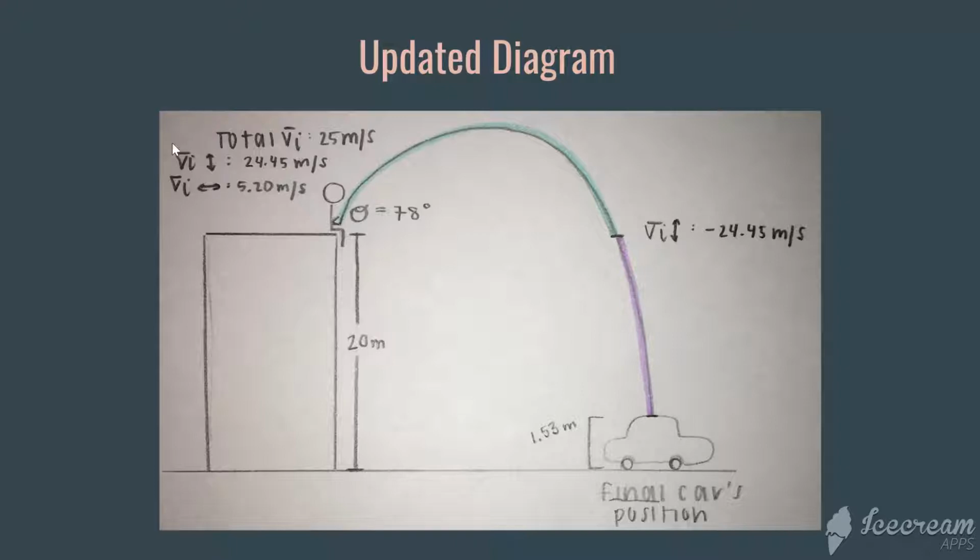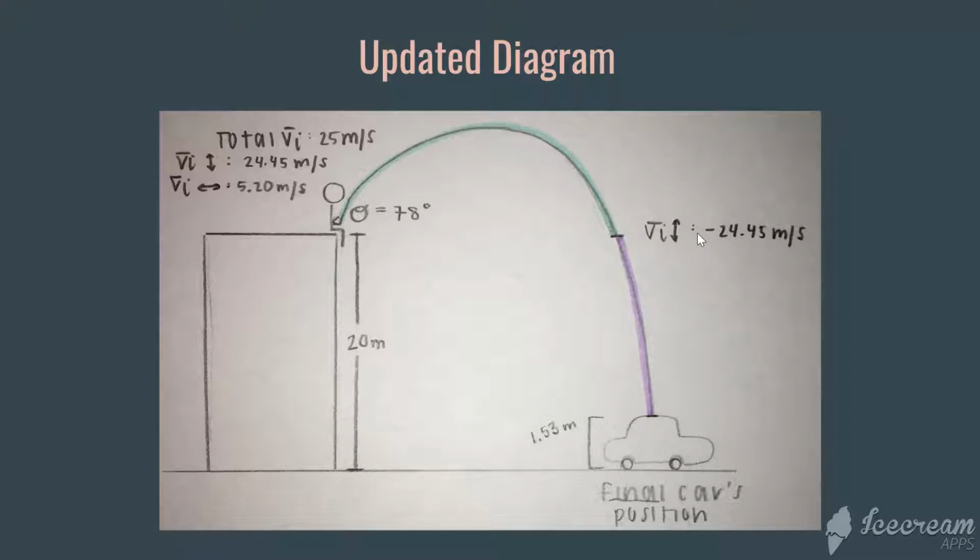And we also know the final vertical velocity of the ball at the height of the cliff the second time, because it is known to be the opposite of the initial value, considering the ball's path is a symmetrical parabola. So if it's 24.45 initial velocity vertically, then at the second time that it hits the height of the cliff, it'll be the same value, 24.45, except negative.